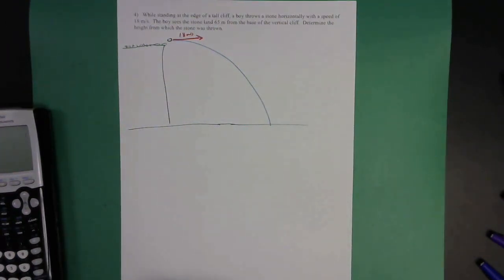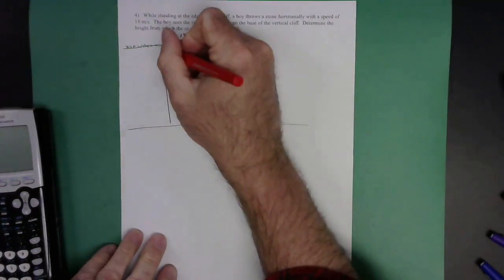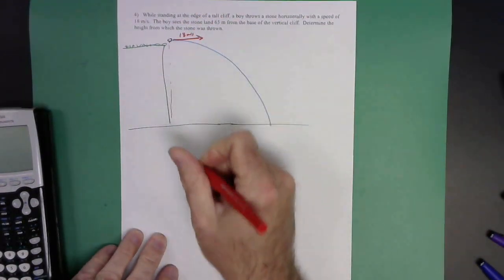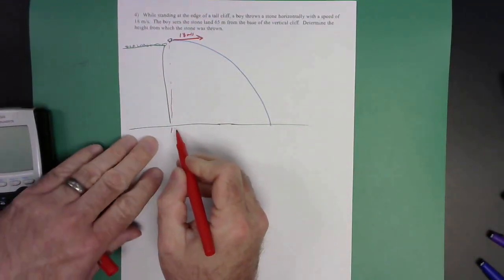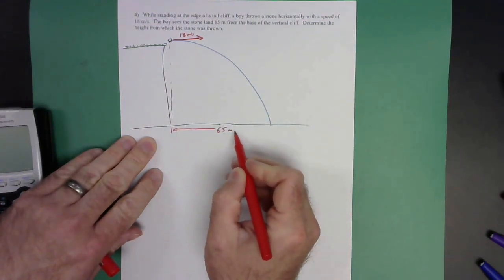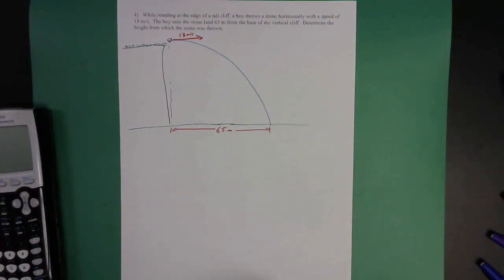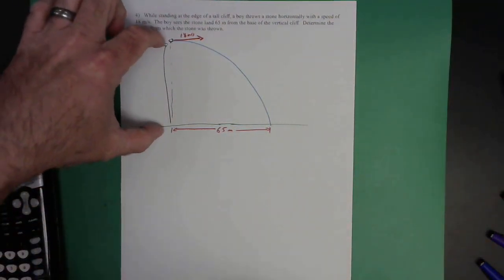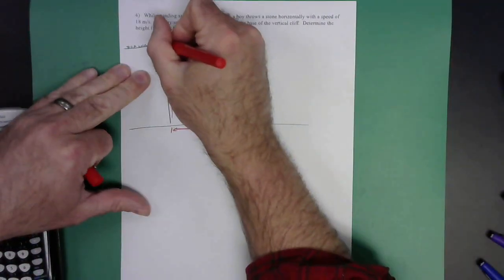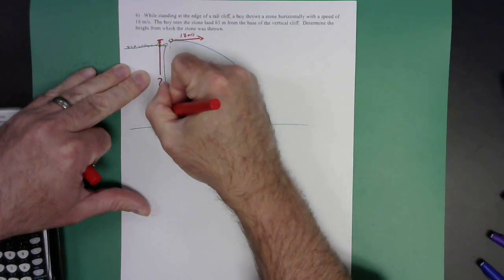It says he sees it land 65 meters away from the base of the cliff, so it's going to go 65 meters out. And we're supposed to figure out from that the height from which it was thrown. So we want to solve for this.